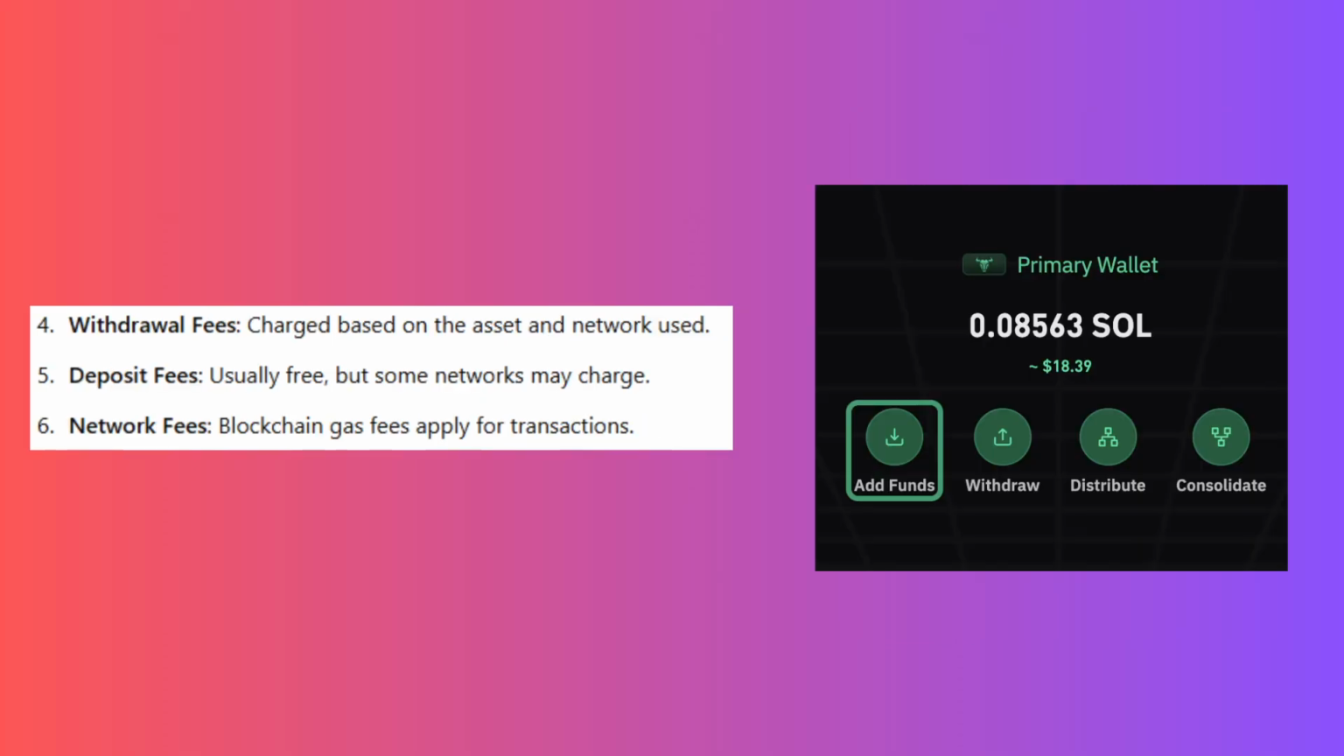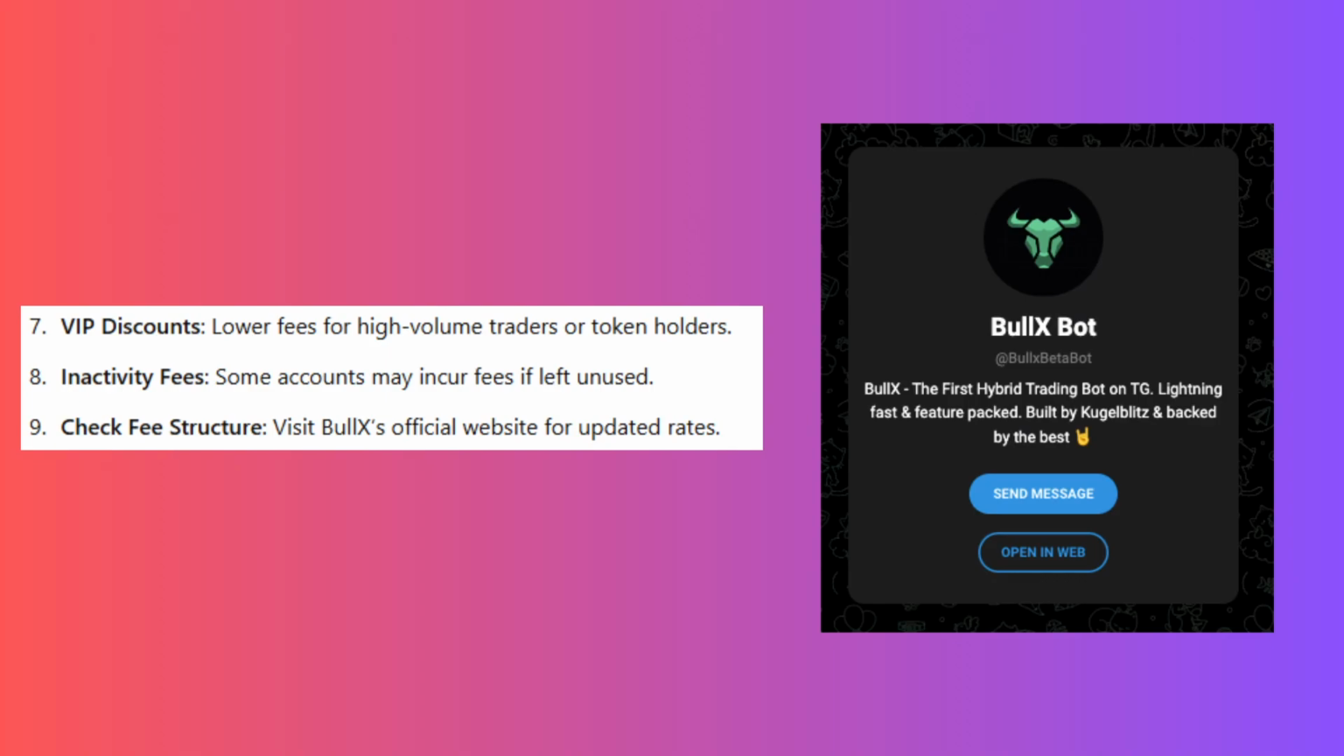Withdrawal fees are charged based on the asset and network used. Deposit fees are usually free, but some networks may charge. Network fees, such as blockchain gas fees, apply to transactions. VIP discounts are available for high-volume traders or token holders, offering lower fees. Some accounts may incur fees if left unused. Visit Bullx's official website for updated rates.